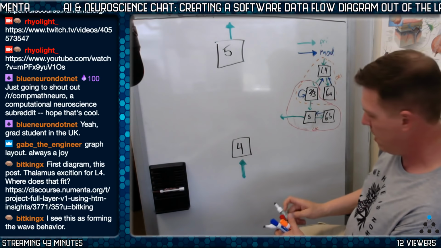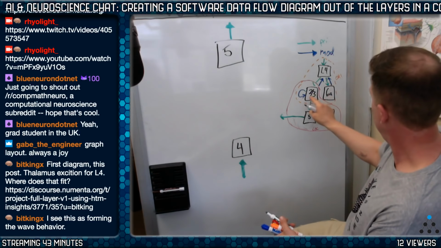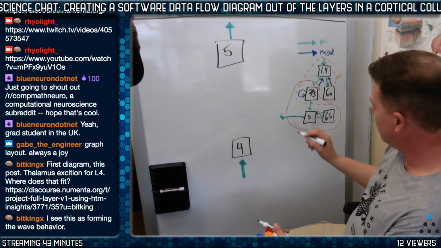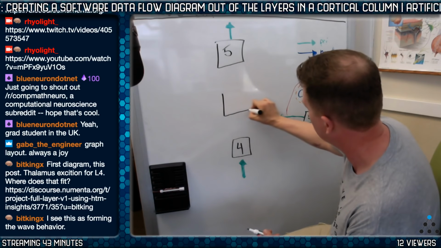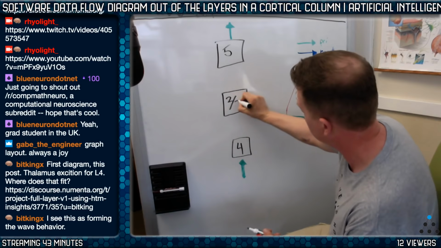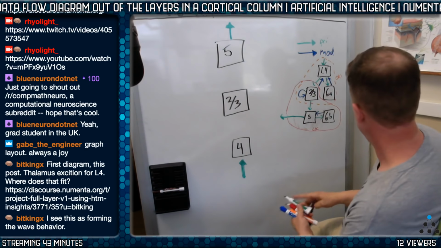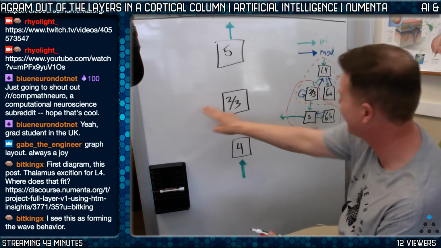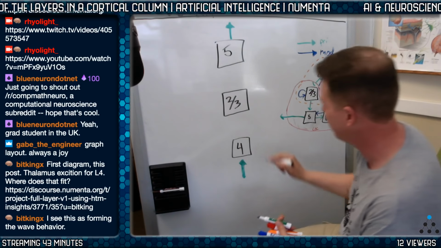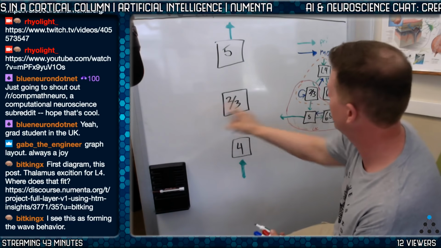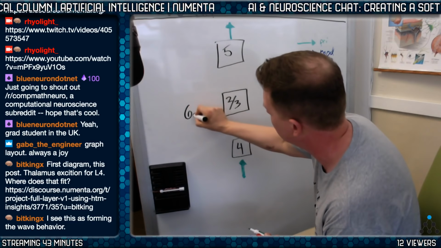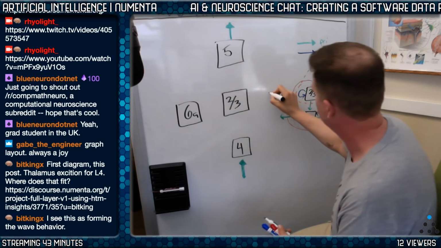Okay? And 2-3 is going to be a part of both loops, so let's put that right in the middle. 2-3. And then we're going to do like 6A and 6B on either side. 6A is going to be this loop, 6B is that loop. So 6A, 6B.